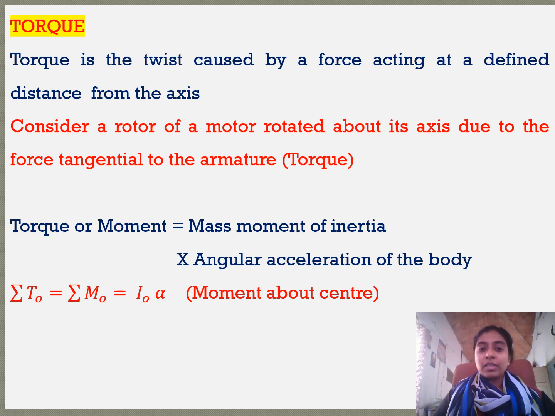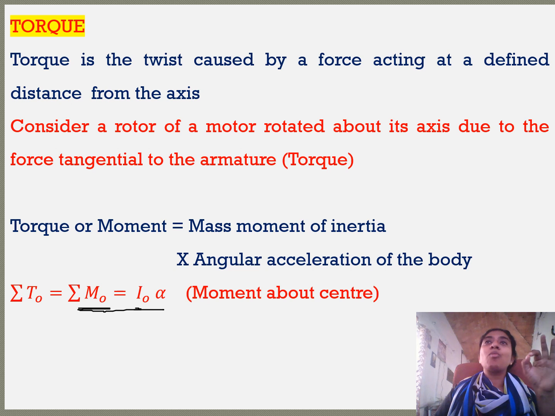Now this M naught represents the moment with respect to the center, that is, the center of rotation. Here again, I naught is with respect to the center, which is why it is given as I naught. In general, you can take M is equal to I alpha or T is equal to I alpha.